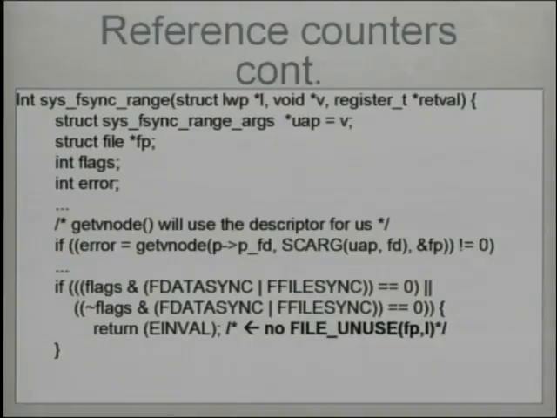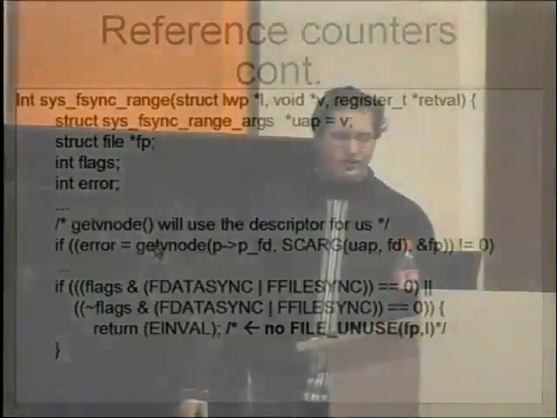Right. So I have another example of this. This is from NetBSD, sysfsync range. I have no idea what this thing does, but I do know that it has a reference counter issue in it. What happens is they call this thing called getVnode, and it gives you the file structure of a file descriptor given as an argument to the system call. And vnode basically says, oh, I want this file structure, which is an object, right? And because I want it, I'll increase the reference count.